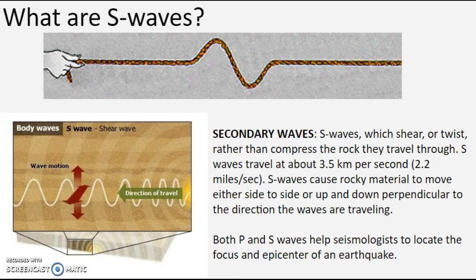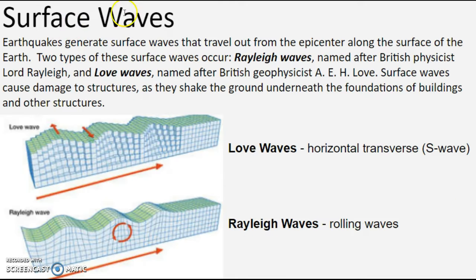And finally, let's look at surface waves. Earthquakes generate surface waves that travel out from the epicenter along the surface of the Earth. The two types of these surface waves are called Rayleigh waves, named after a British physicist Lord Rayleigh, and Love waves, named after a British geophysicist A.E.H. Love. Surface waves cause damage to structures as they shake the ground underneath the foundations of the buildings and other structures.